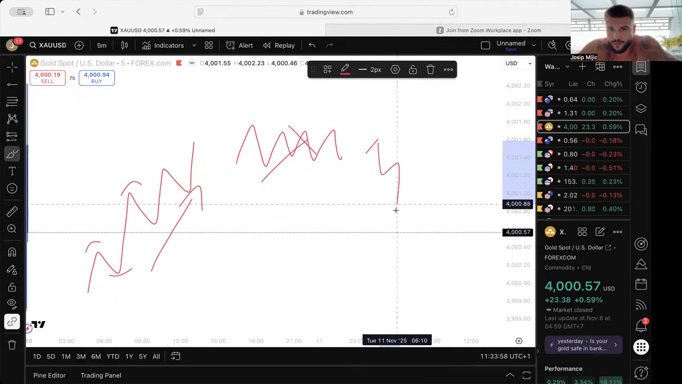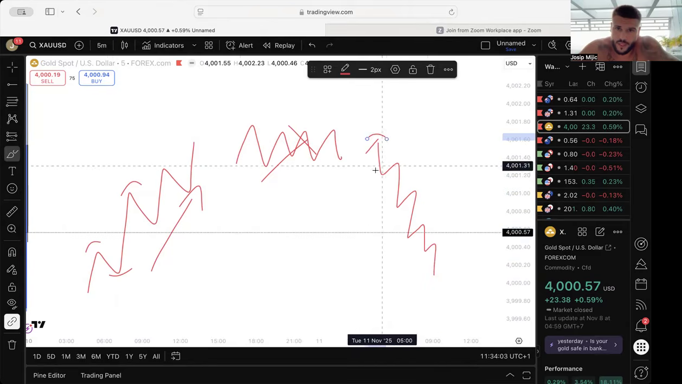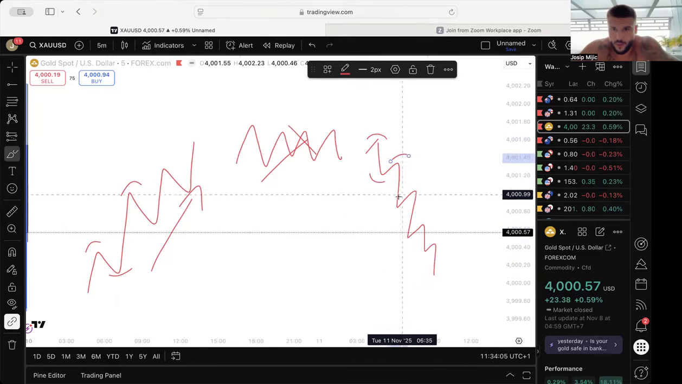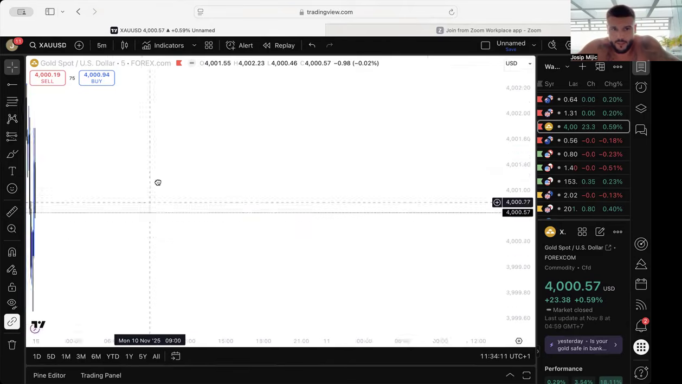Third, you have down, bullish, you have bearish. So down, sell, like here: lower high, lower low, lower high, lower low. Very simple to understand.